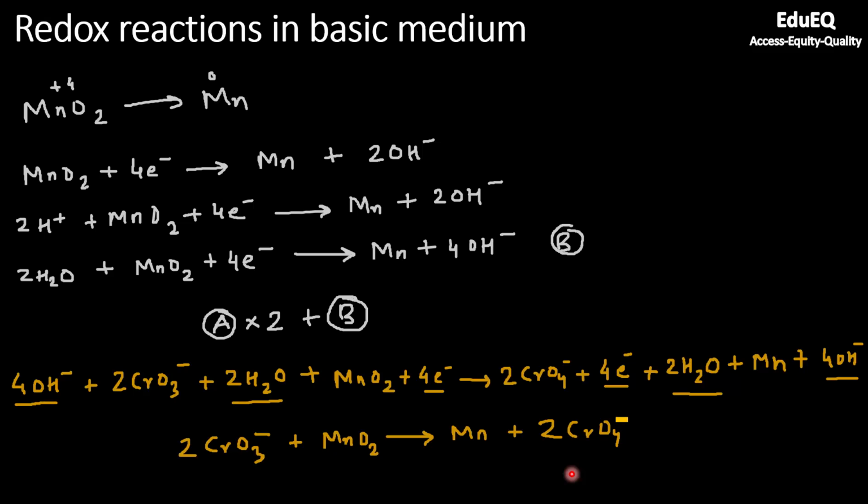This is how we do it. For basic medium, you have to add same number of OH minus on both sides of the reaction. Whatever is the number of H plus ion, same number you have to add, and then finally you have to cancel out the electrons. Here reaction A had 2 electrons on the right hand side. This reaction has 4 electrons on the left hand side. That is why you have multiplied A by 2 and added to B. Once you do that, you are left with the balanced equation.